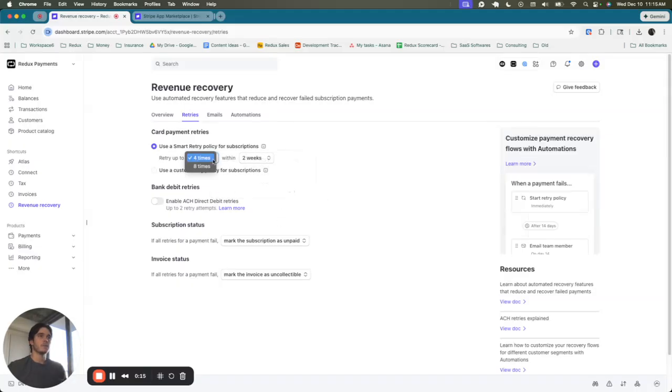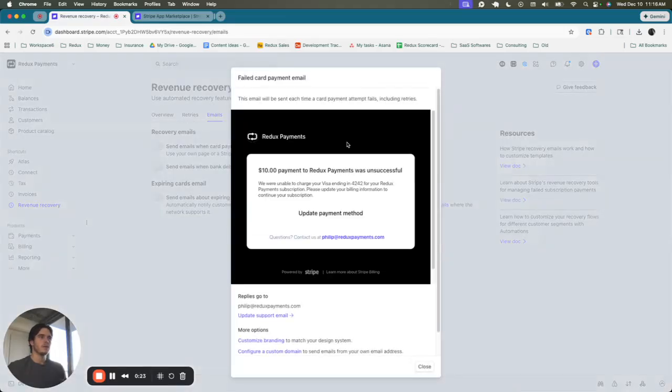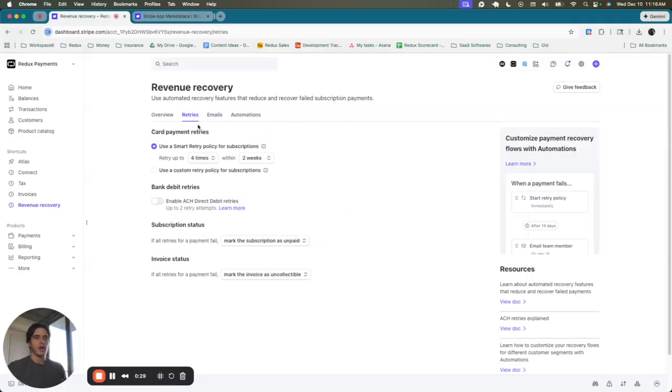So right off the bat, Stripe allows you to have 4 retries or 8 retries over 1 to 2 months, and then they also allow you to send out these somewhat templated emails. They do get the job done, but they're nothing really to write home about. Stripe does a great job servicing all of the businesses on their platform. They have B2B companies, B2C companies, enterprise companies, and that is what they're trying to do: just provide a baseline level of recovery experience for everyone.